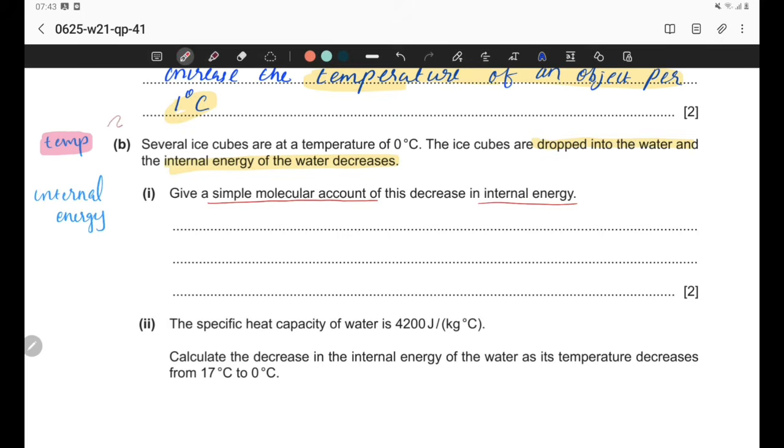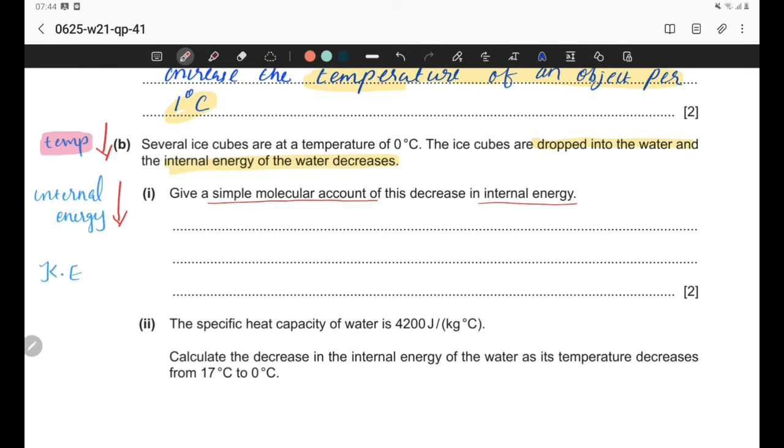So whenever the temperature decreases, the internal energy of the molecules of water will also decrease, and this internal energy is depending upon the kinetic energy of the water molecules.